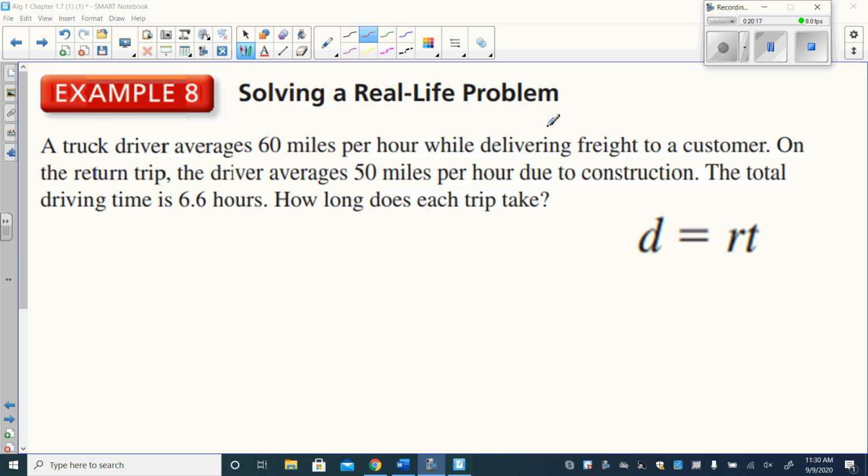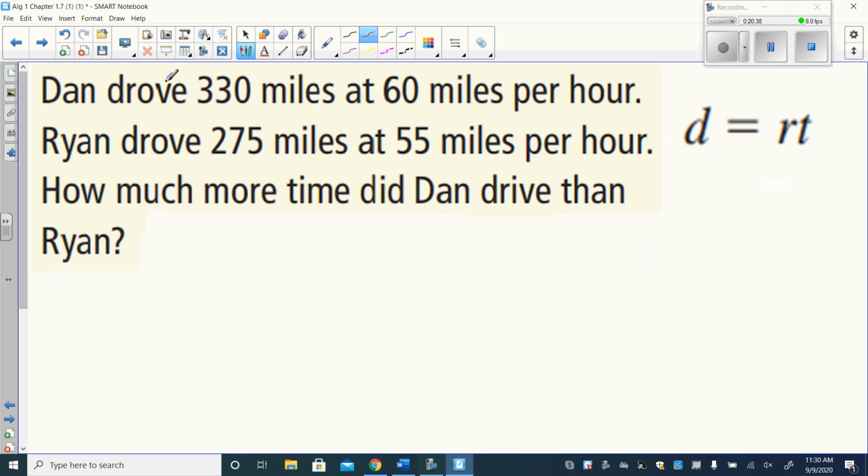Okay, so let's look at this one here. Another distance equals rate times time problem. A truck driver drives an average of 60 miles per hour while driving freight to a customer. On a return trip, the driver drives 50 miles per hour due to construction. The total driving time is 6.6 hours. How long does each drive take? Again, this is the exact same as the last one, so I'm not going to worry about this. We're going to move on to this one here.